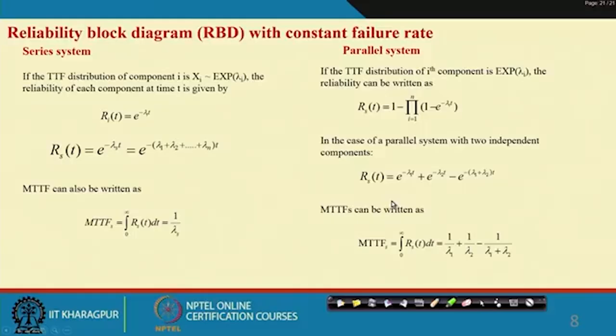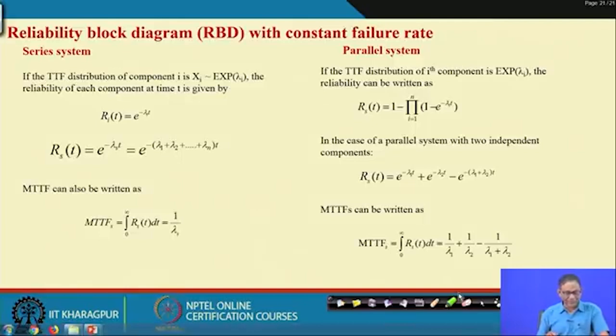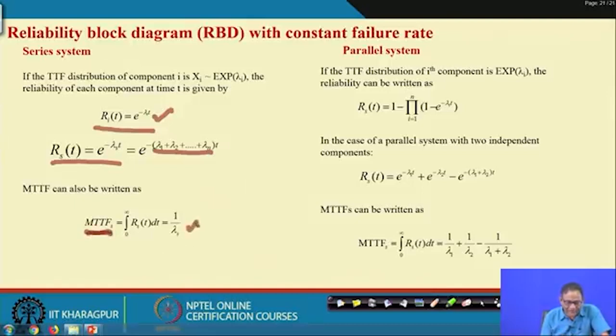So, let us see some more related to this. Now, what will happen if the components have a constant failure rate? That means the time to failure is exponentially distributed. Under this situation, what will be the reliability? The component level reliability will be this, where lambda i is the exponential distribution parameter for the ith component. Then RS(t) will also be exponentially distributed, e to the power minus lambda S t, where lambda S is nothing but the sum of the individual component failure parameters lambda. And then obviously the mean time to failure of the system will be 1 by this.